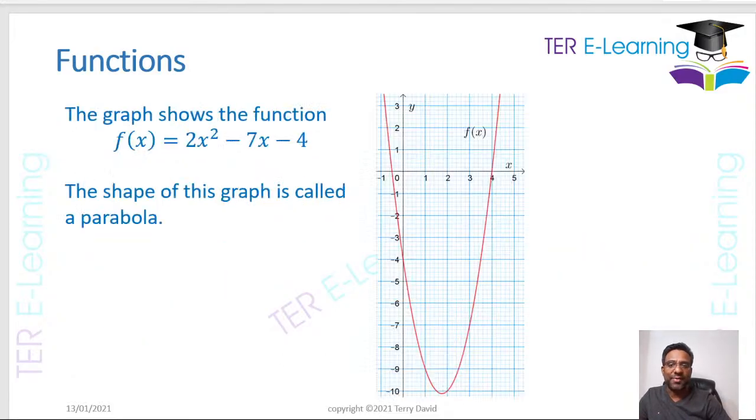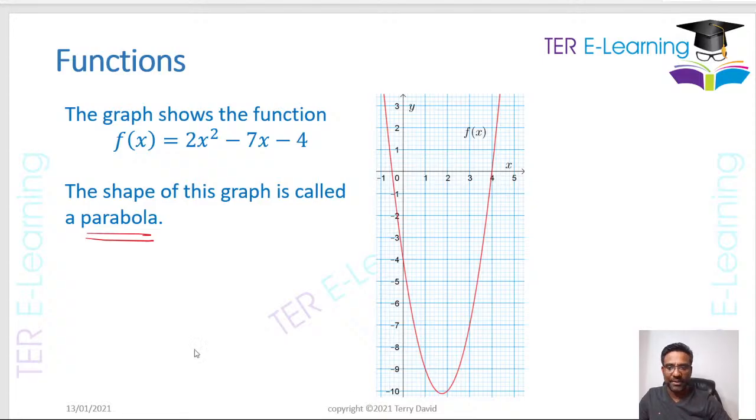In terms of a graph, a quadratic graph looks like this. But the thing is, there are two kinds of graphs. The graph can either have a minimum point or a maximum point. Make sure you know the shape of this graph. It's called a parabola. They could ask you that in the multiple choice paper. So that is what we call a parabolic function.